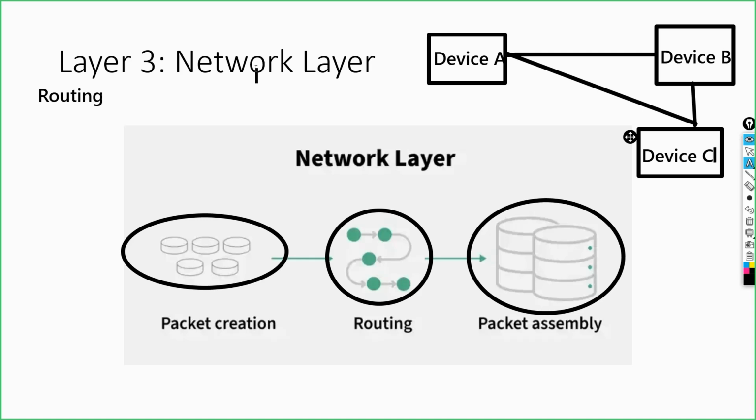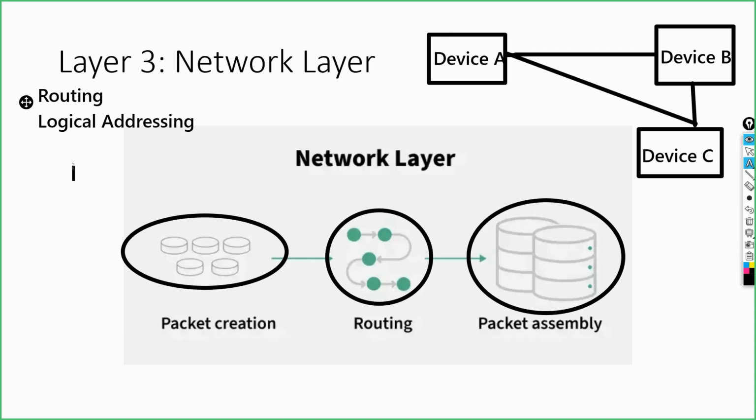The second function is logical addressing. To identify each device within the network uniquely, the network layer also defines the IP addressing scheme.